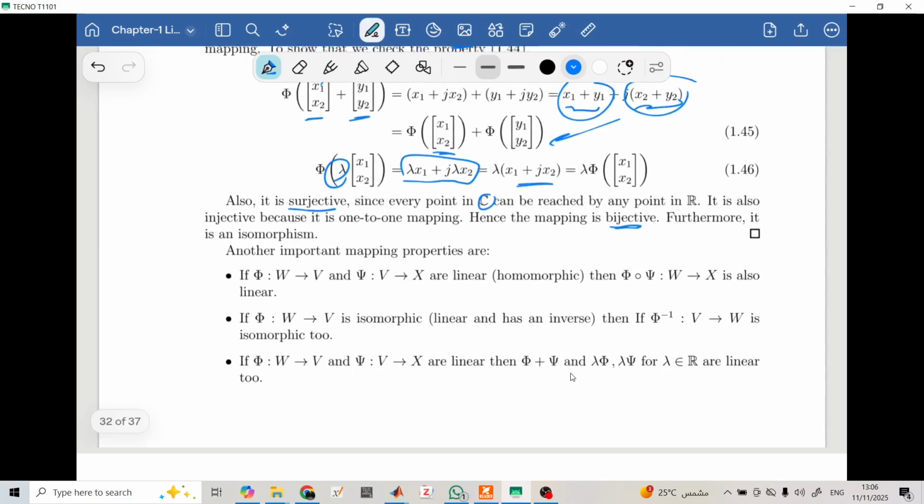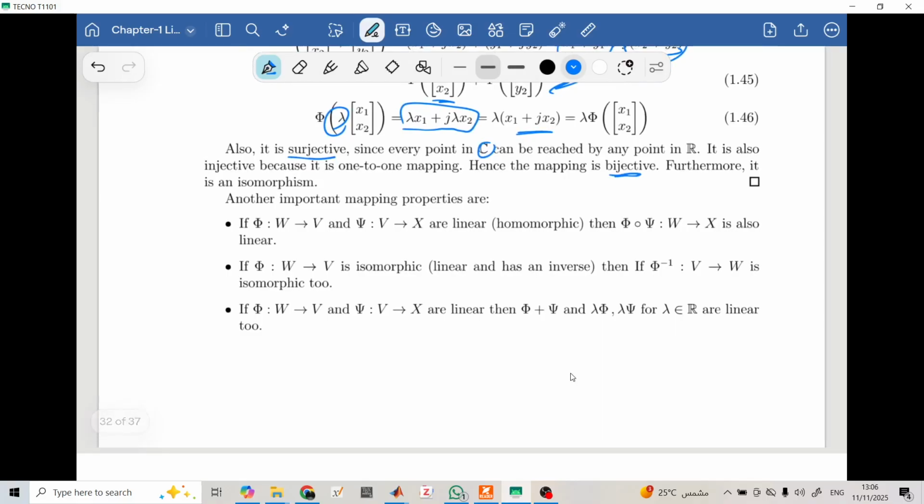Okay, we have some properties of the mappings. So if phi takes you from W to V and psi takes you from V to X, both of them are linear mappings, so you can have the composition. So phi compose psi will take you from W all the way to X. It's very simple to say.